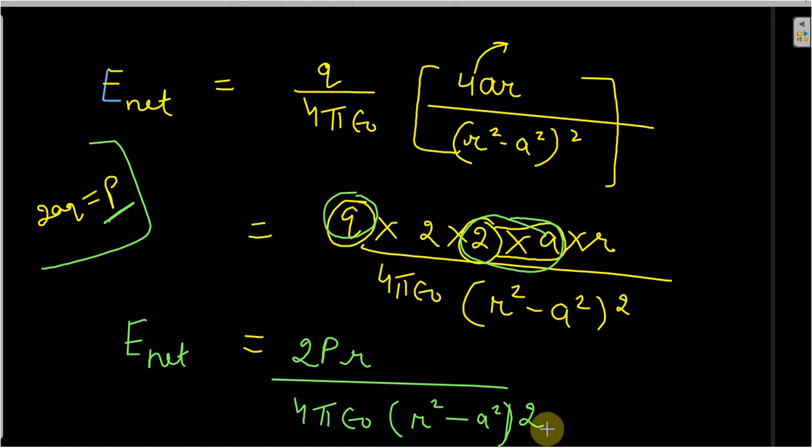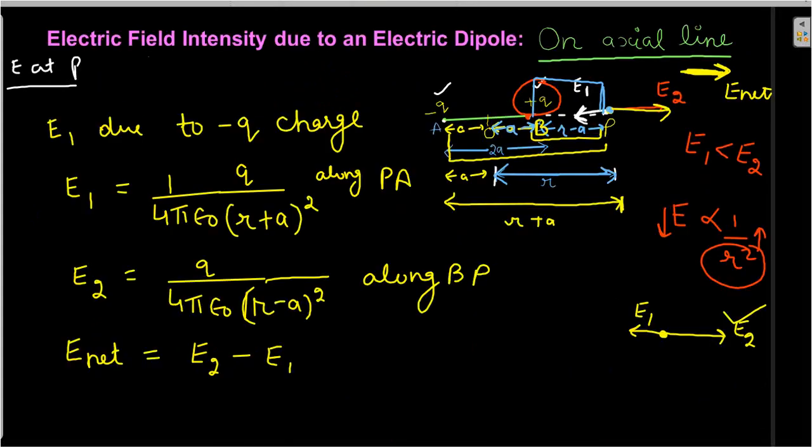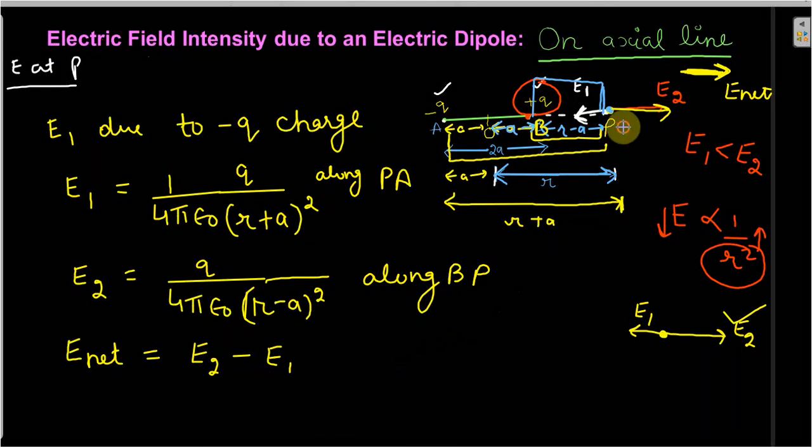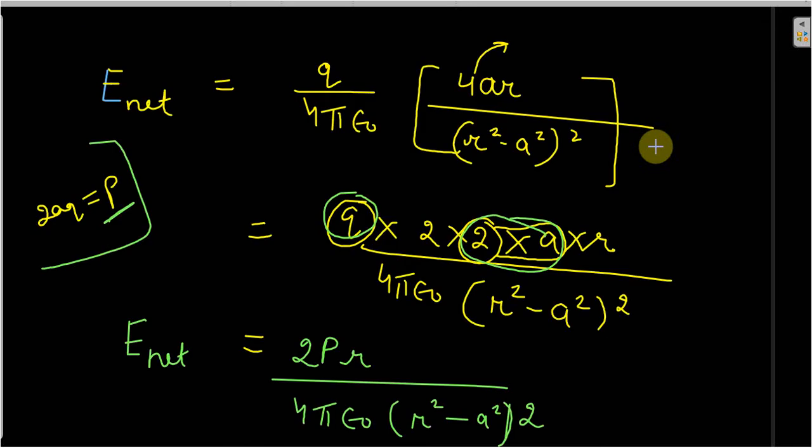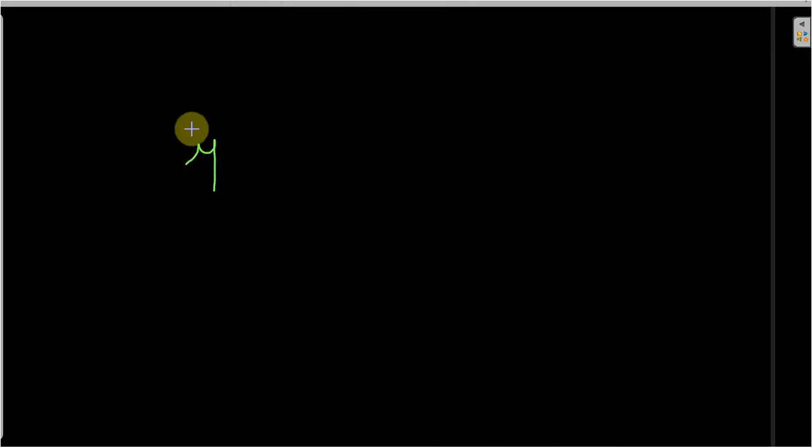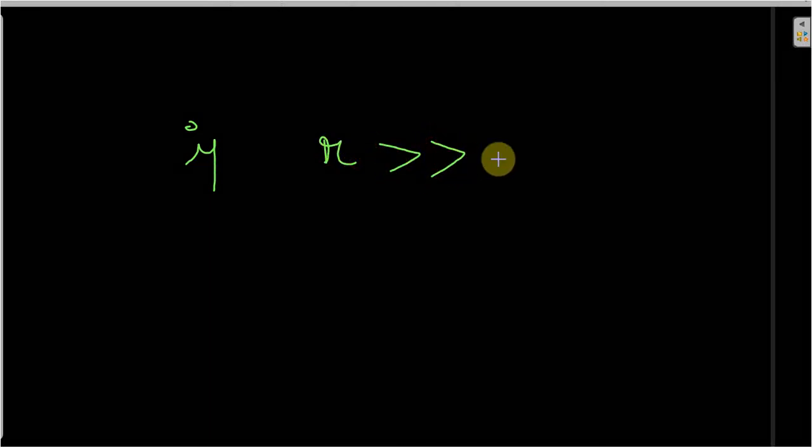In the same manner, there is a special case. One special case is there. If the distance r, this point P is very far, if this point P is very far from the dipole, so what will happen? So we can write the condition: if r is very much greater than a.